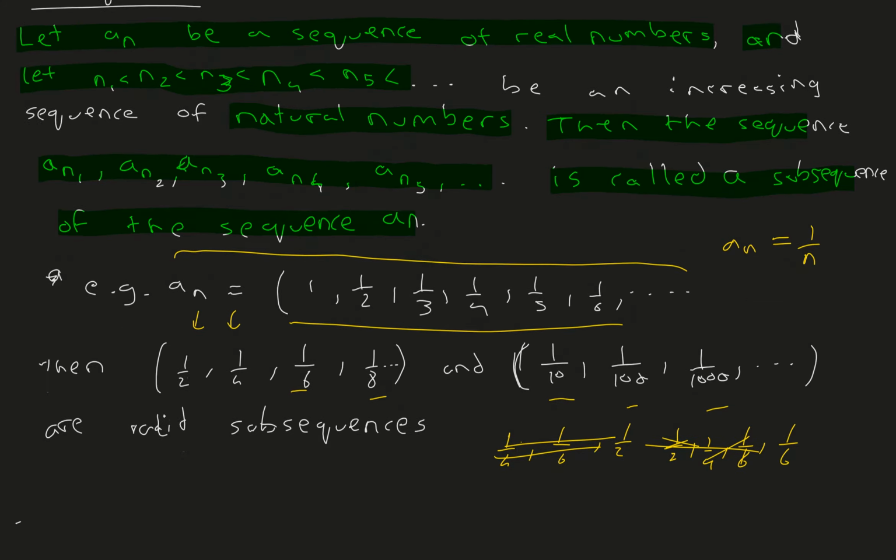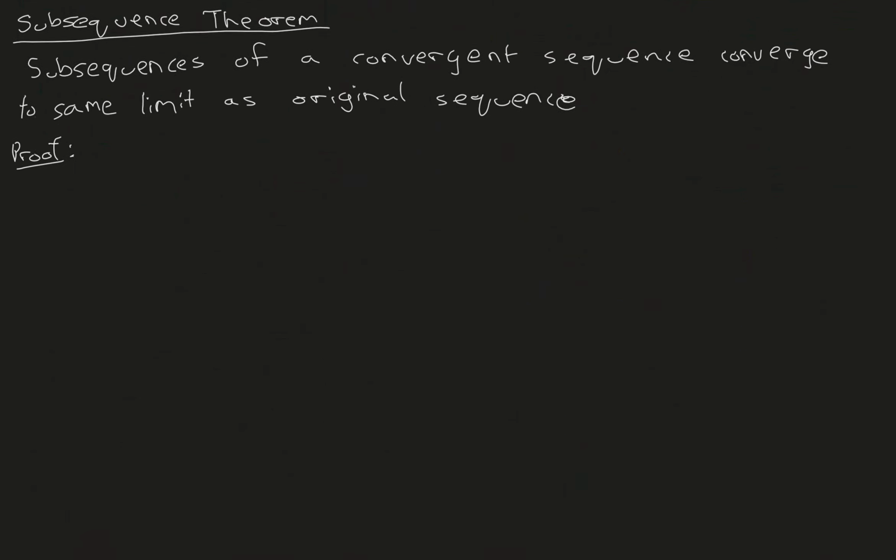So let's take a look at a very useful theorem that comes from this. The subsequence theorem: subsequences of a convergent sequence converge to the same limit as the original sequence. So if you have a sequence a_n converging to a limit a, then the subsequence of this sequence a_n will also converge to the limit a.